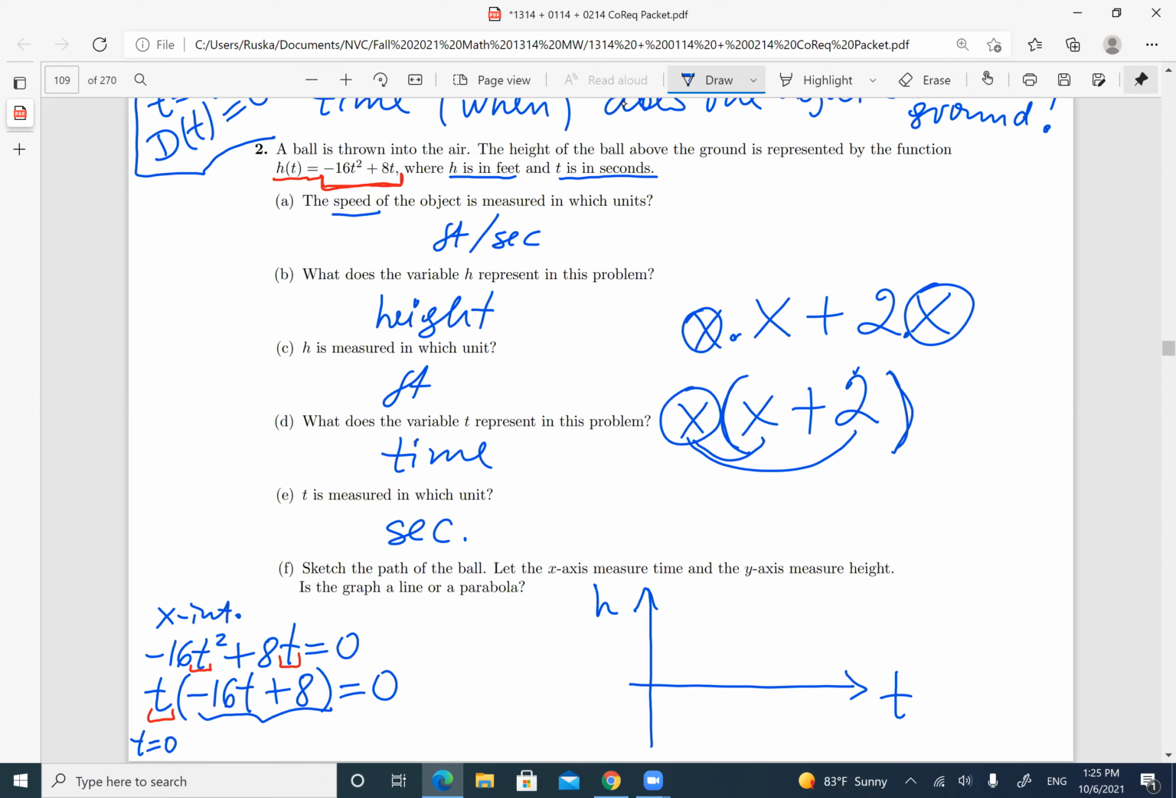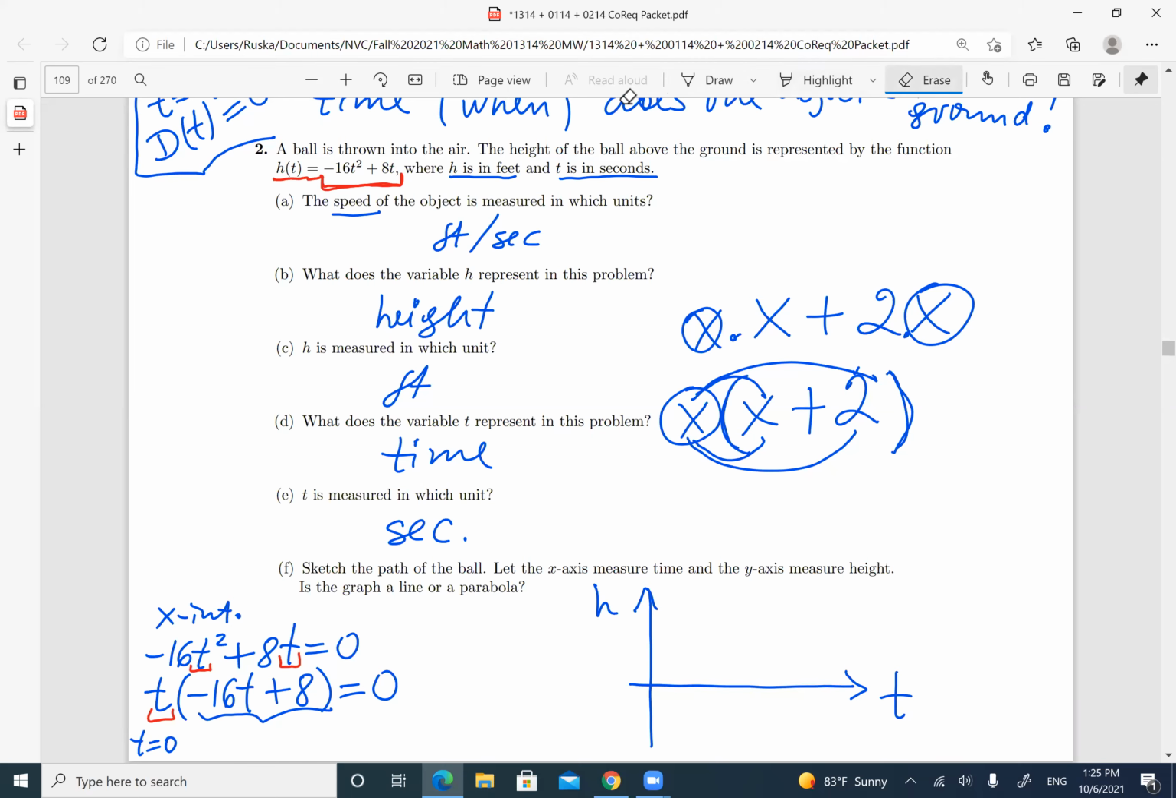And then you can check it. You multiply x times x, that's x squared. x times 2 is 2x. That's how you distribute. This is called the distributive property. Did you guys understand this?